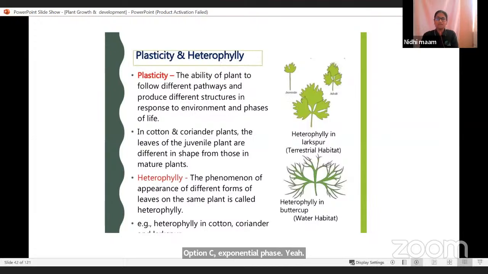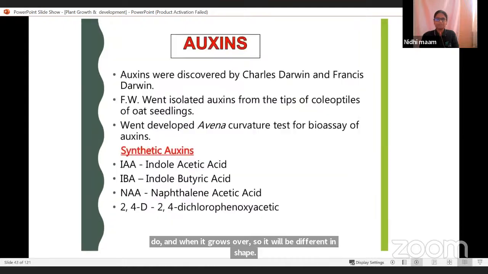We have one more concept, plasticity. The ability of a plant to follow different pathways to produce different structures in response to environment and phases is called plasticity. In cotton and coriander, the leaves of the juvenile plant are different in shape from the leaves when it grows. So this is called plasticity.